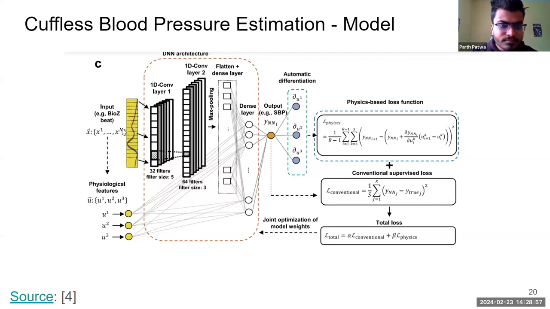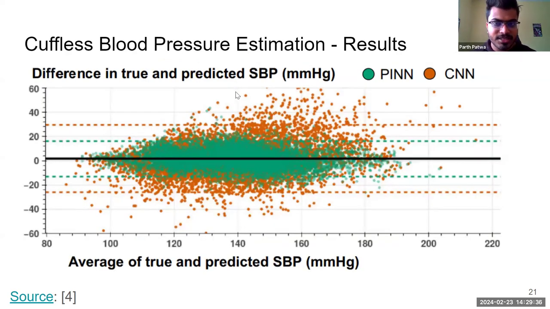So this is how it is done. We have the input, which is the sensor data, and that is given to a traditional fully connected neural network. And this is exactly where the physics is being incorporated. If there were only the conventional supervised loss function, then we would need a huge amount of data. So that is where they have a physics-based model, through a physics-based loss of Taylor series approximation, and both the models are jointly optimized. Based on the results, it's clear that this physics-inspired neural network outperforms traditional CNNs.